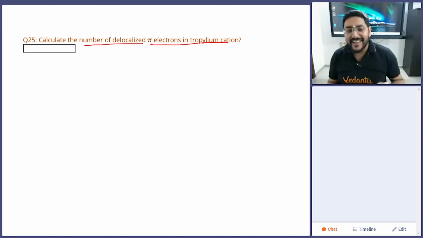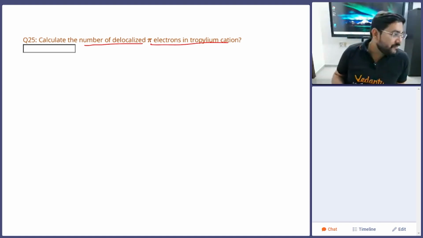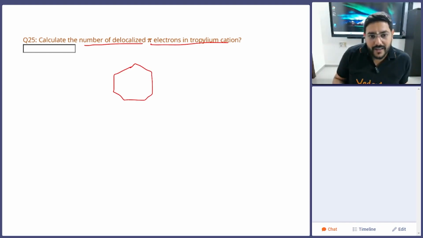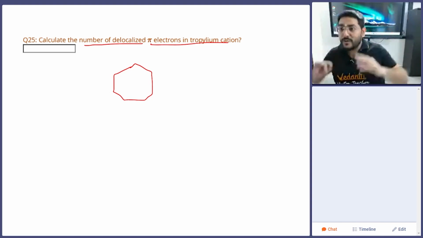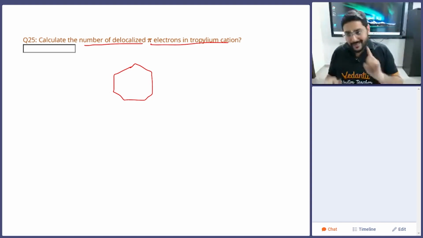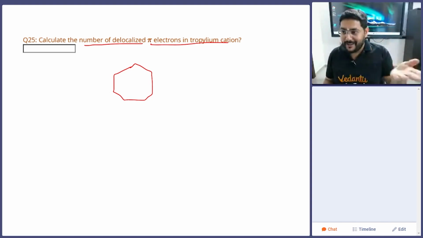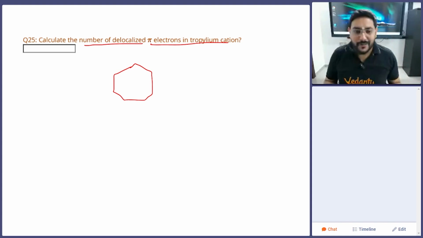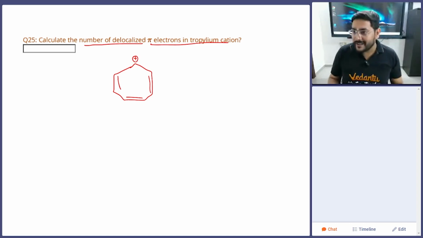The simplest question. Sir, every question is simple for you and these are tough for us. No. You should remember the name. This is the tropylium cation. This question is hard for those who don't know the tropylium cation, because they don't know the structure, so they are not able to figure it out. So this is the tropylium cation. Now this tropylium cation is going to participate in resonance.